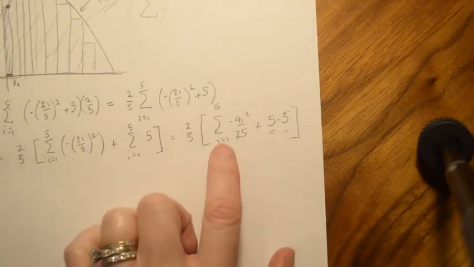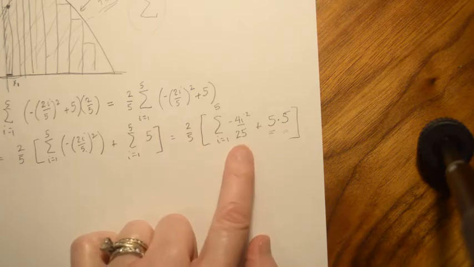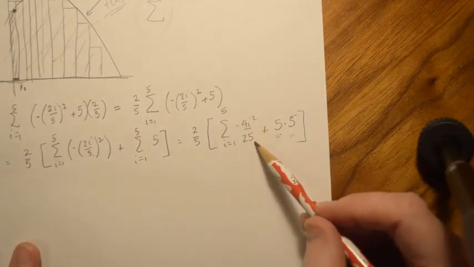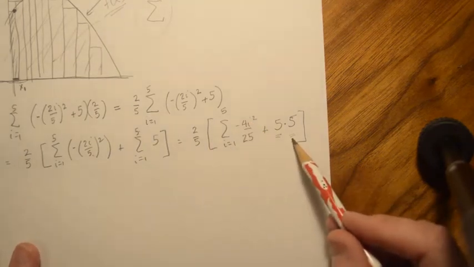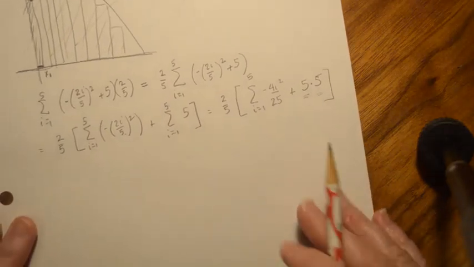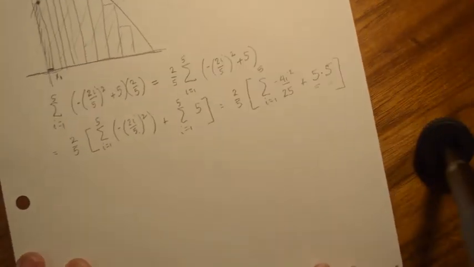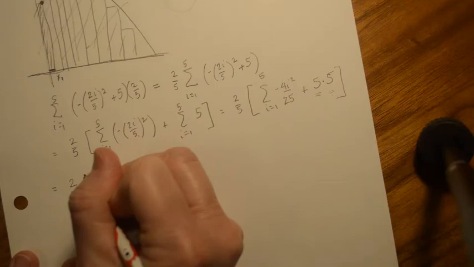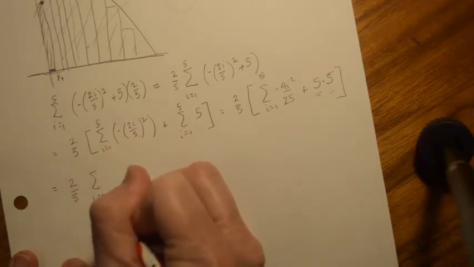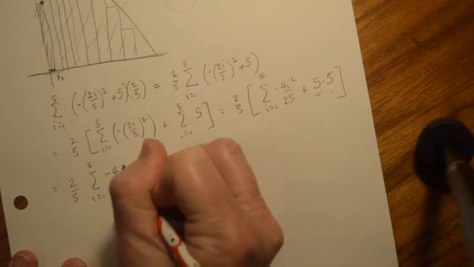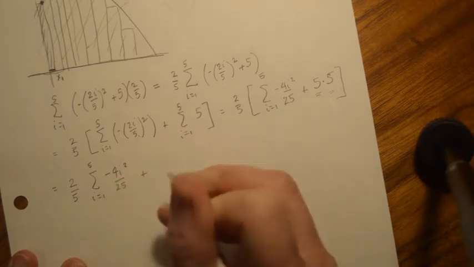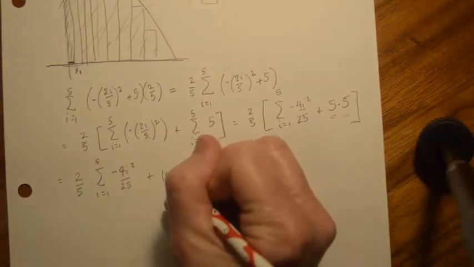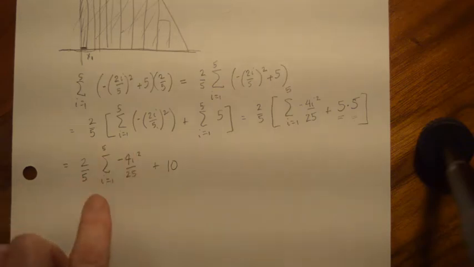Now, because I want to simplify this, and there's quite a bit of constant right here, let me distribute this 2/5 through to each of them. So I've got 2/5 times the first one, which is sigma i equals 1 to 5 of negative 4i squared over 25, plus, when I multiply 2/5 times 25, I just get 10. So plus 10. All right, so really all my work is going to come in here.